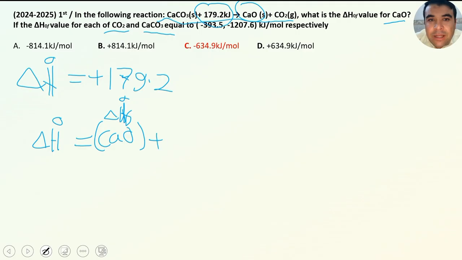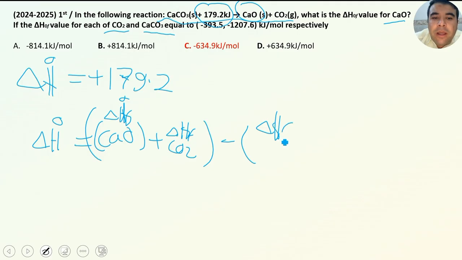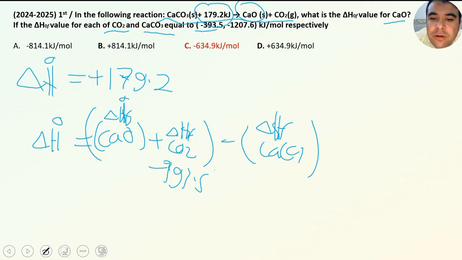Multiply or add with the delta HF of CO2. This, of course, multiplied by the coefficients, minus delta HF of CaCO3. We know the delta HF of CO2. The coefficients are 1, that's why we do not count the coefficients. CO2, its delta HF is minus 393.5. Okay, we don't know the delta HF of CaO.